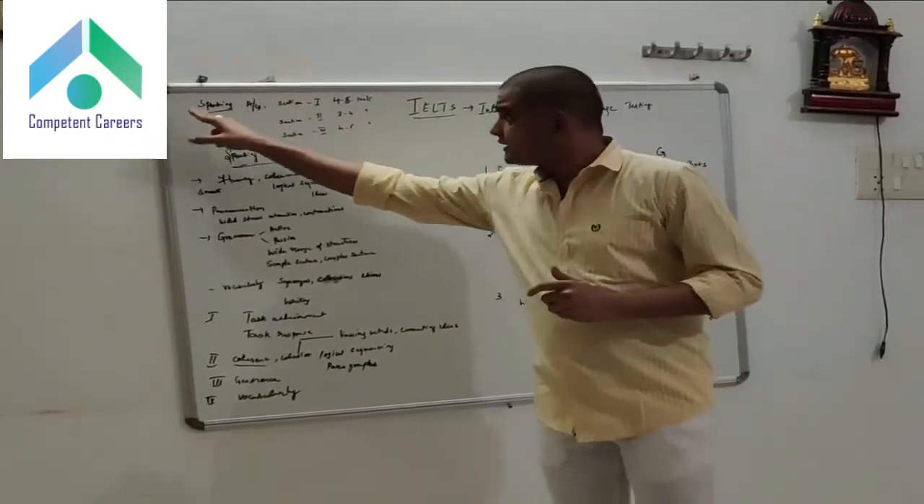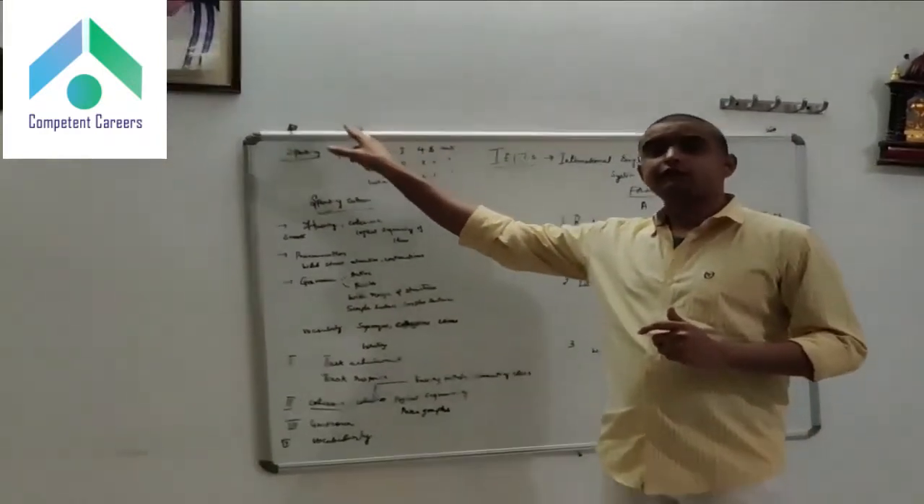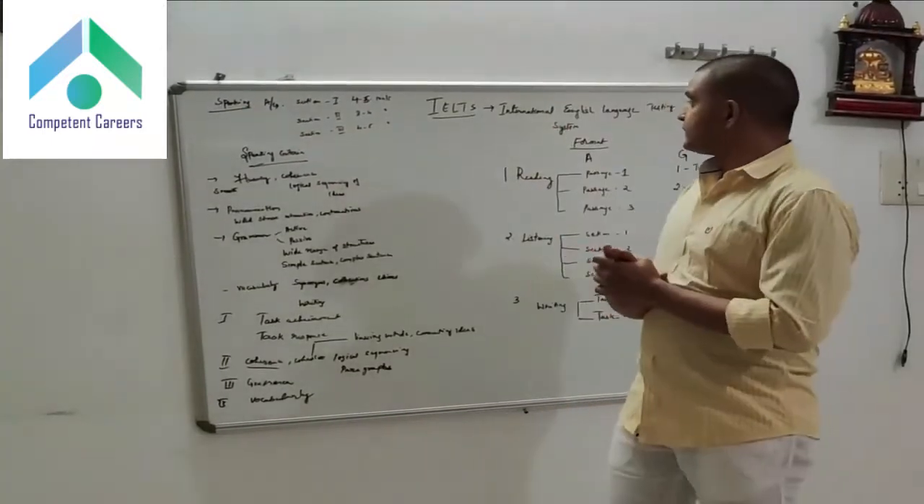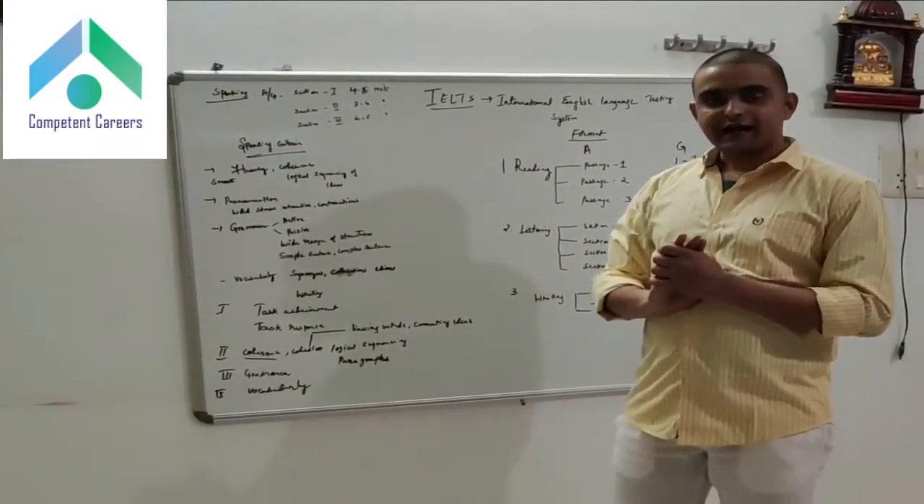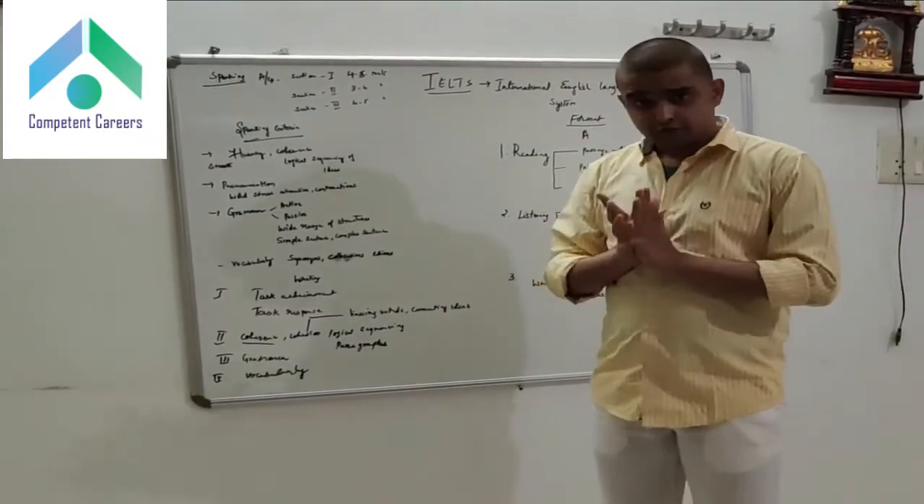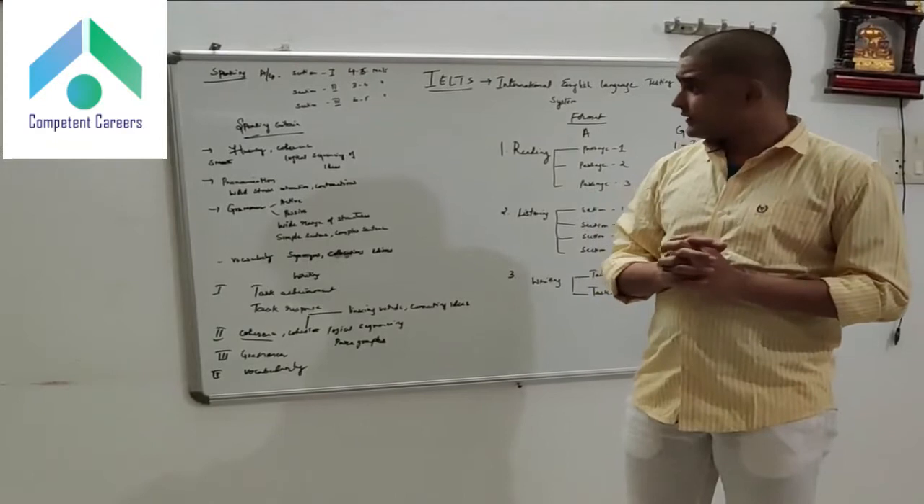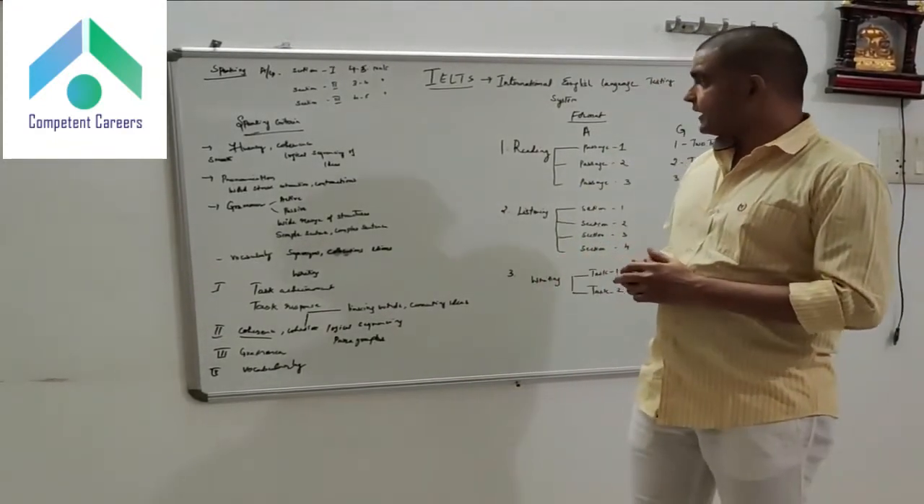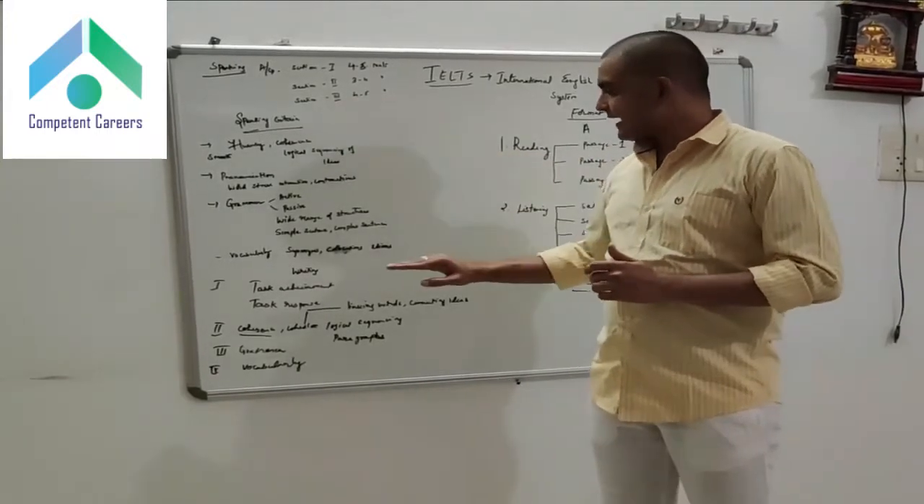On the whole, the speaking module will last for 11 to 14 minutes. Now this is the format of the IELTS test. I believe there is enough information for you to get started with IELTS. Now we'll look at the evaluation criteria of speaking and writing.